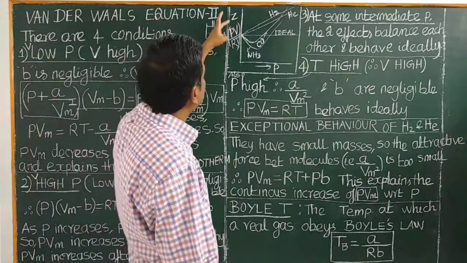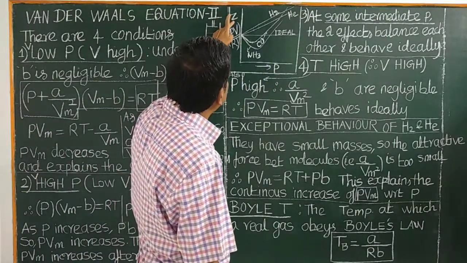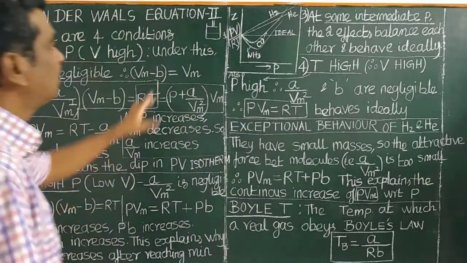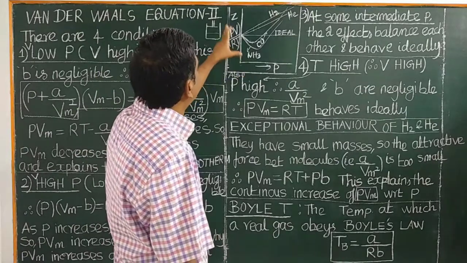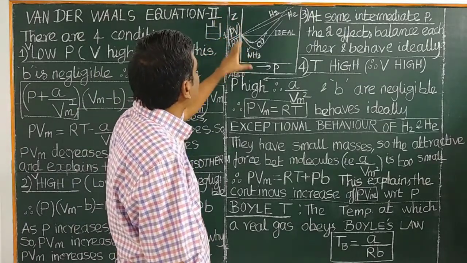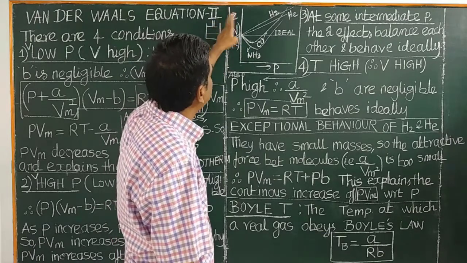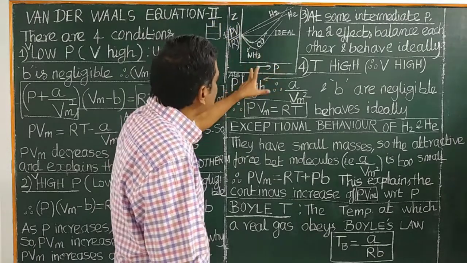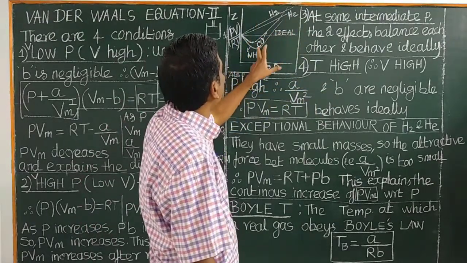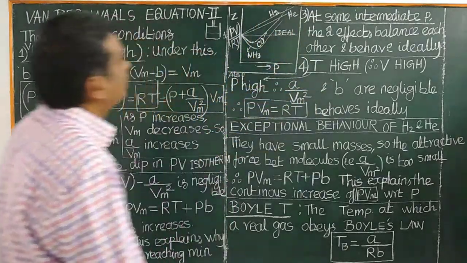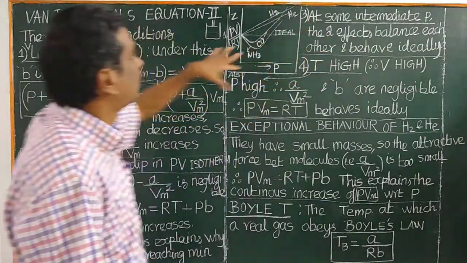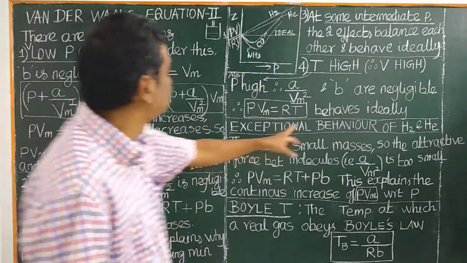Let us consider the compressibility factor versus pressure. The compressibility factor is equal to PV by RT. Let us consider the compressibility factor versus pressure curves for various gases: hydrogen, helium, carbon monoxide, ammonia. Here, hydrogen and helium are exceptional. They have exceptional behavior. We will see.